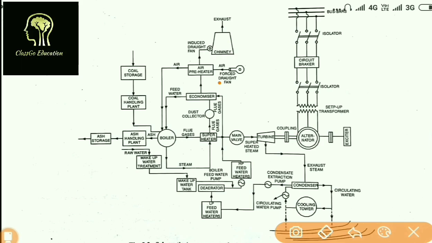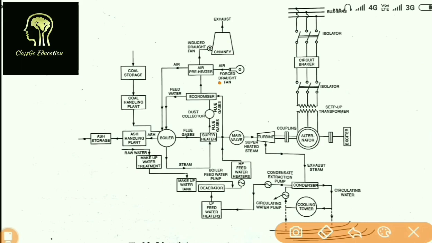Now, second important thing, I have used the word condenser. So where is the condenser? So condenser is placed over here. So what is the role of condenser? Now let us understand. The condenser does the job of condensing the steam exhausted from the turbine.